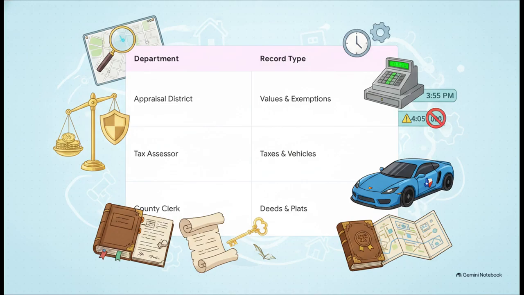Oh, and here's a quirky insider tip for you. Because the tax assessor collector also handles vehicle registrations on site, they actually halt all vehicle title transfers right at 4 p.m. daily at both their Seguin and Schertz offices. Definitely good to know if you're ever doing research in person.